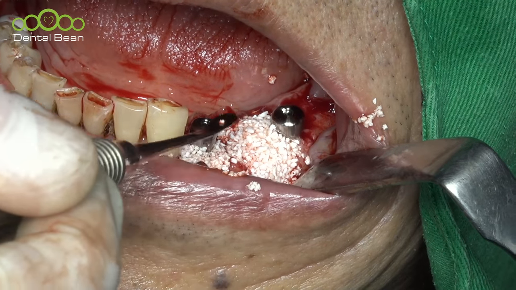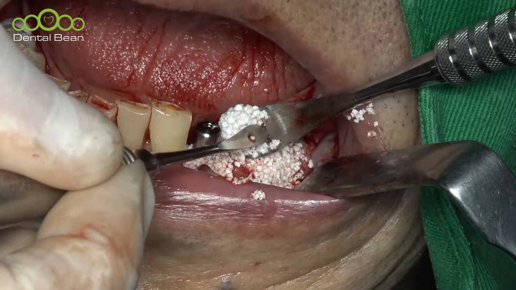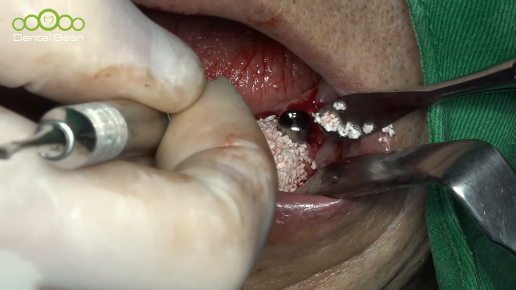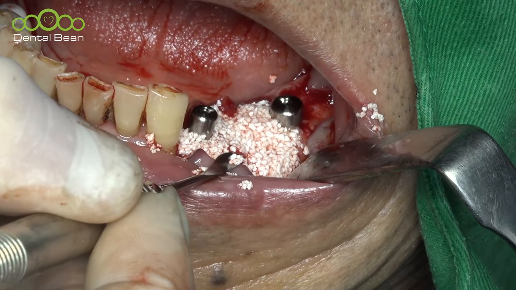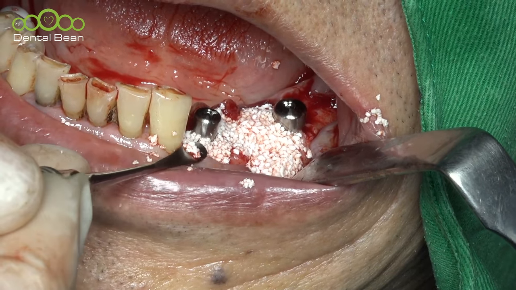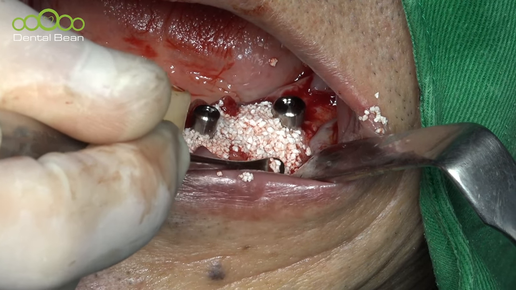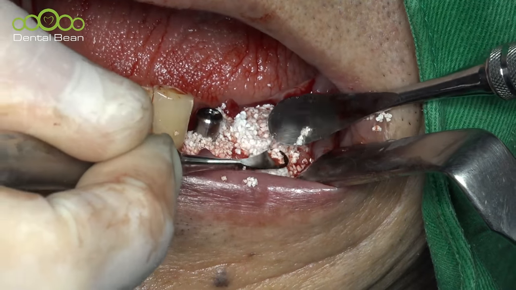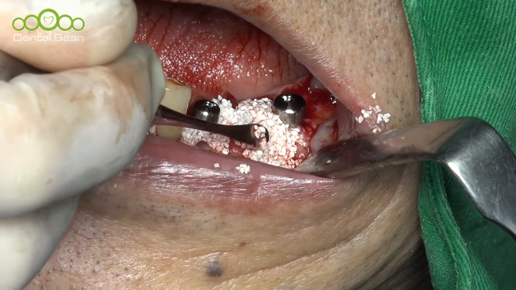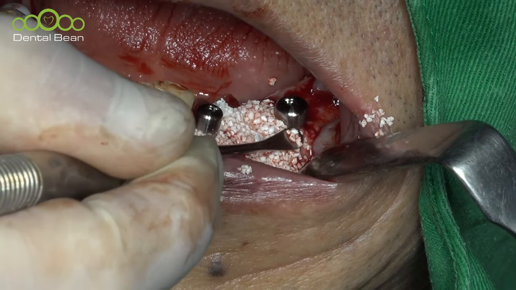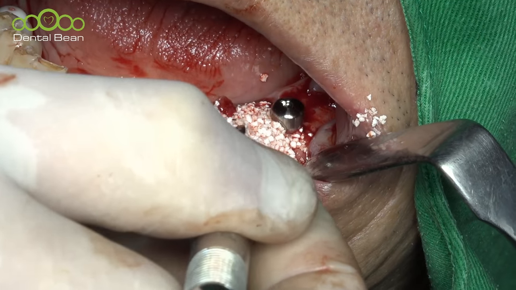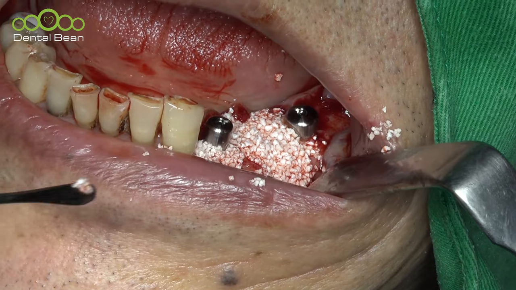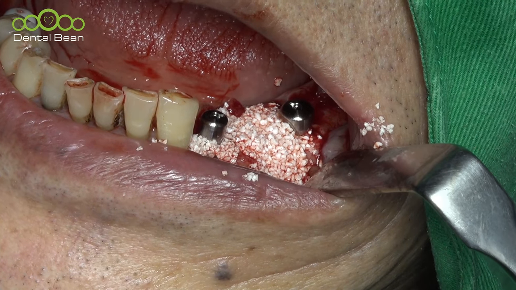Okay, next step is stabilizing. Put it here, in the middle. That's right. This Osteon 2 is HA 30% and beta TCP 70%. Very good, the BCP, biphasic calcium phosphate.